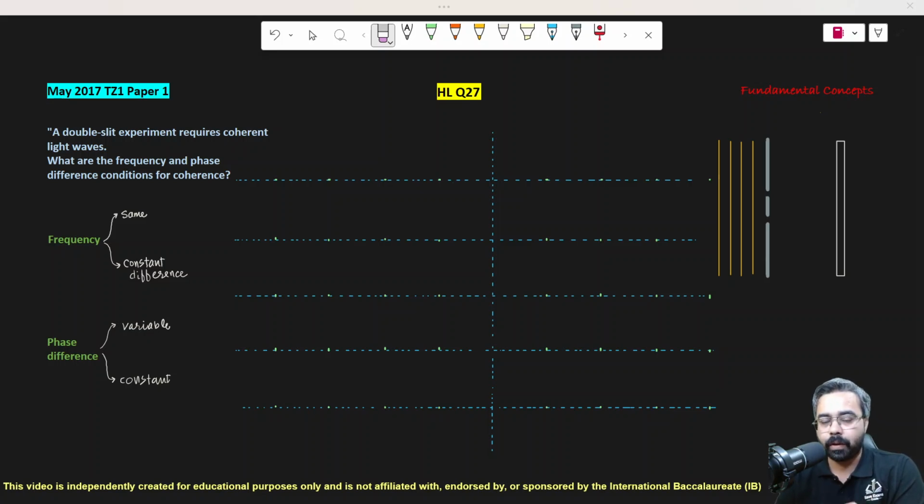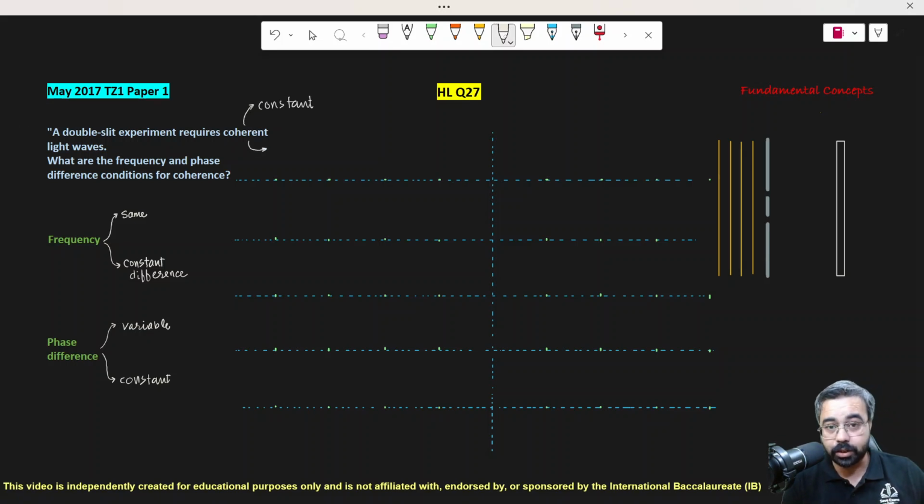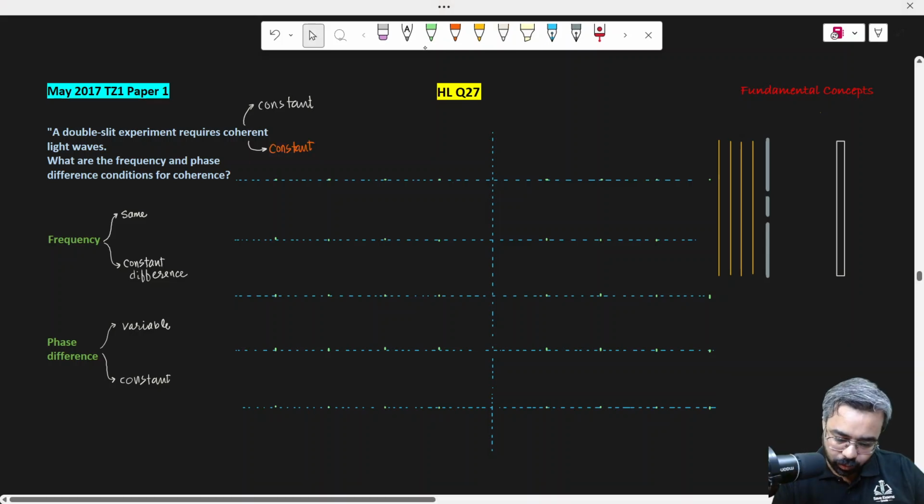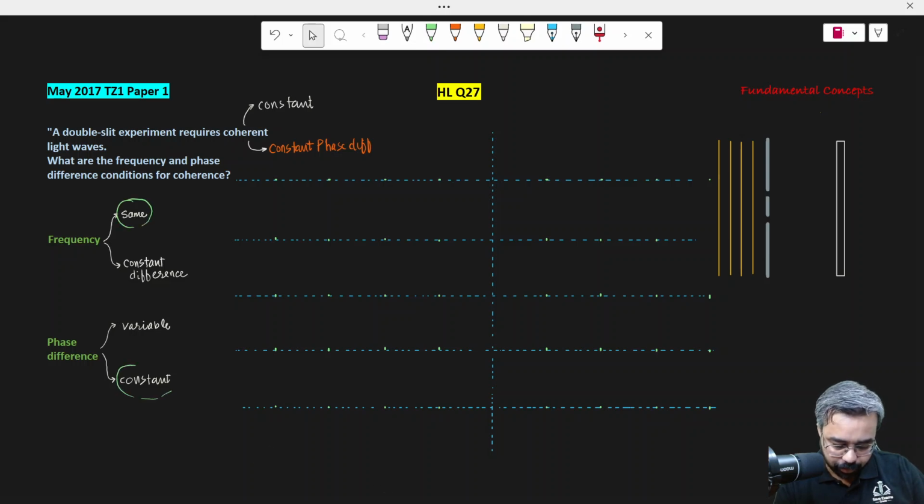I will show you that if the two waves are coherent, then not only does it mean that their frequency is constant, but also that their phase difference is constant. If you take any point and calculate the phase difference at any given point, you will get the same value, which makes the two waves coherent and able to interfere. So the frequency should be the same and the phase difference should be constant. But let us see.